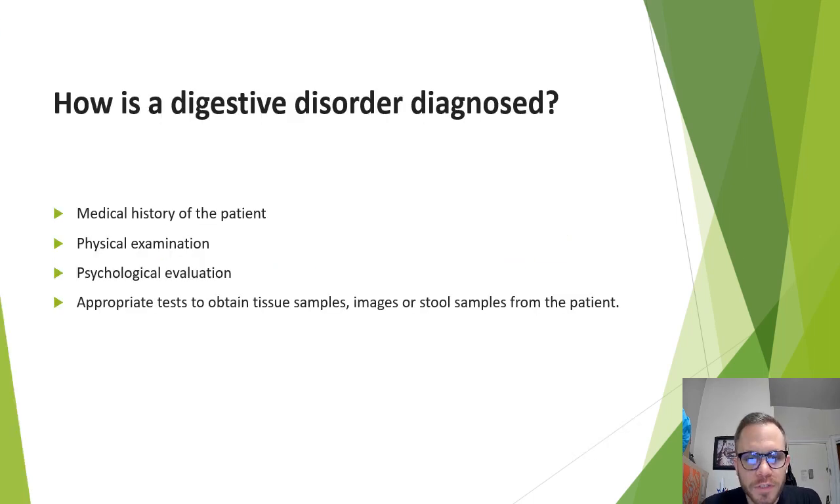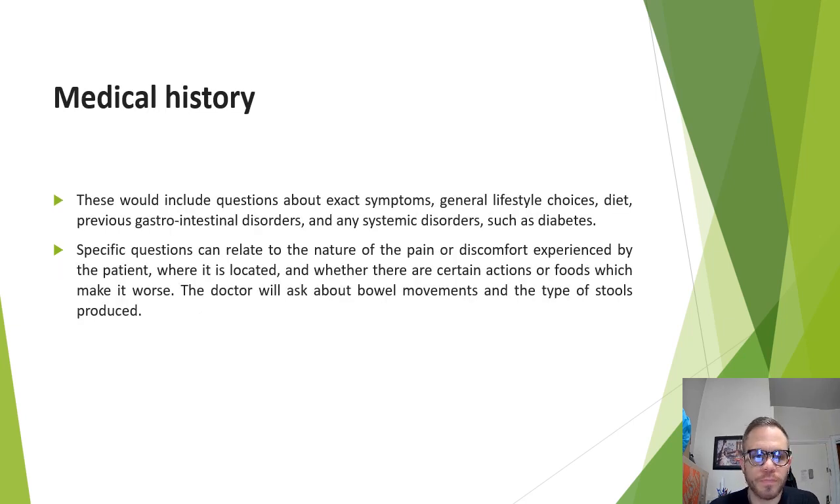How is a digestive disorder diagnosed? There are three parts to making a correct diagnosis of digestive disorders. These include a scrutiny of the medical history of the patient, a physical examination, possibly also a psychological evaluation, and doing appropriate tests to obtain tissue samples, images, or stool samples for the patient.